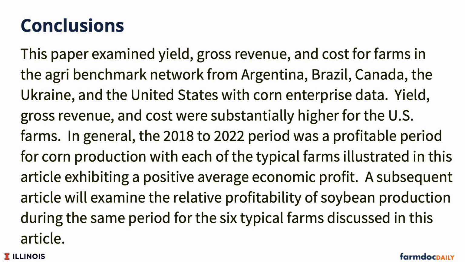Conclusions. This paper examined yield, gross revenue, and cost for farms in the Agri-Benchmark Network from Argentina, Brazil, Canada, the Ukraine, and the United States with corn enterprise data. Yield, gross revenue, and cost were substantially higher for the U.S. farms. In general, the 2018 to 2022 period was a profitable period for corn production, with each of the typical farms illustrated in this article exhibiting a positive average economic profit. A subsequent article will examine the relative profitability of soybean production during the same period for the 6 typical farms discussed in this article.